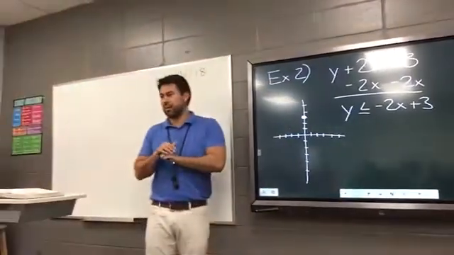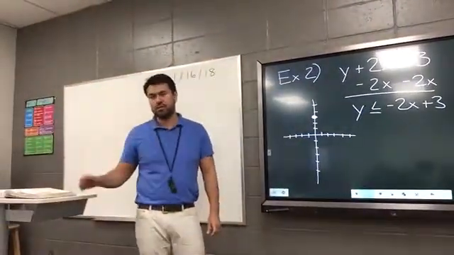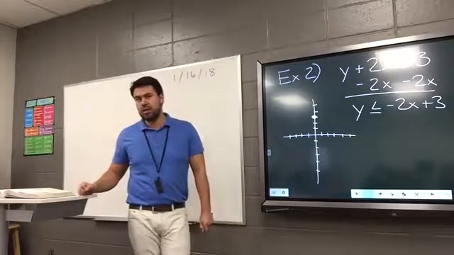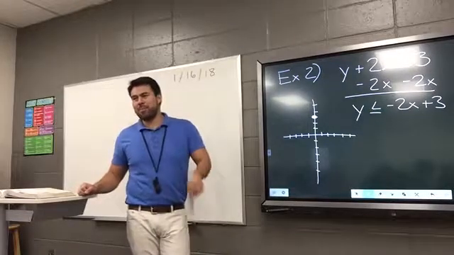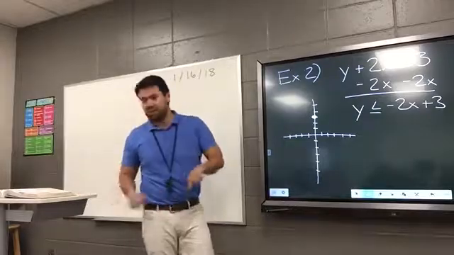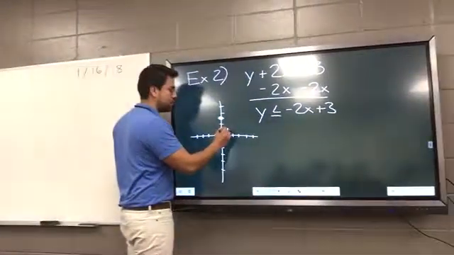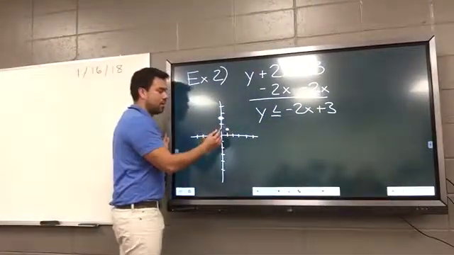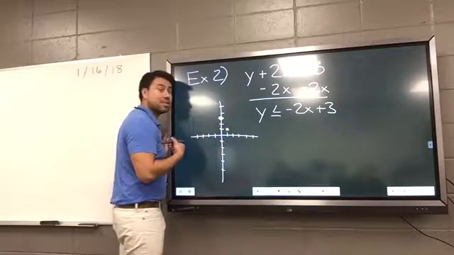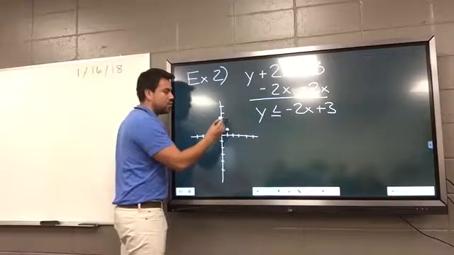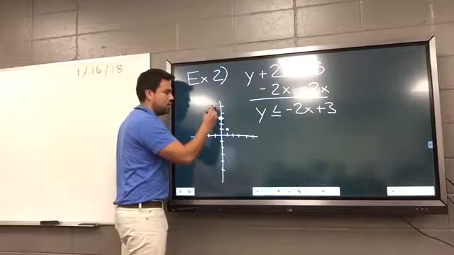I got my point on positive 3. Where does another point go? Pick another point. What's my slope? Down 2 over 1. So I go down 2 over 1, which is right here. Or if I want to go to the left, I could go up 2 over 1 to the left.